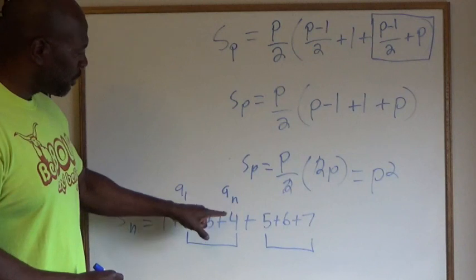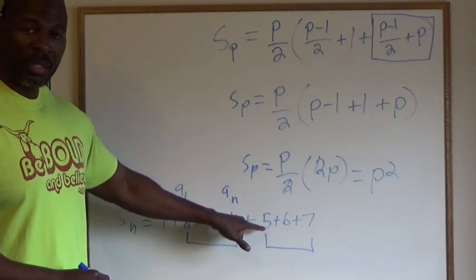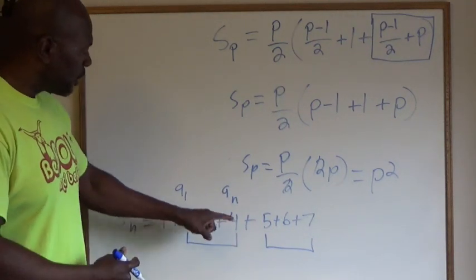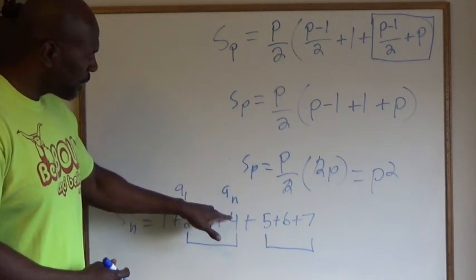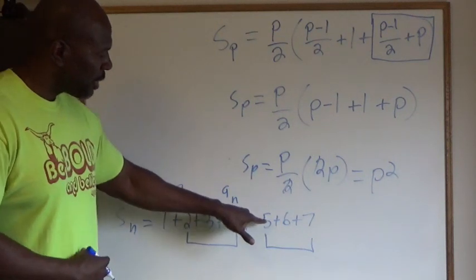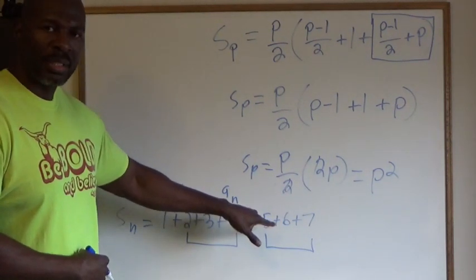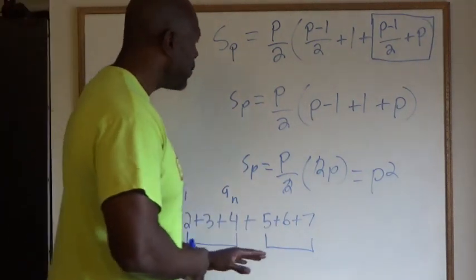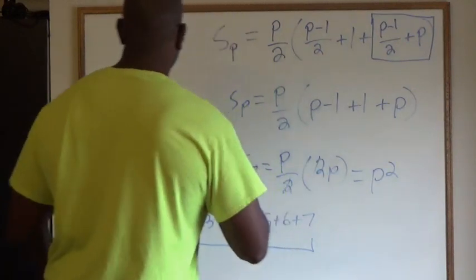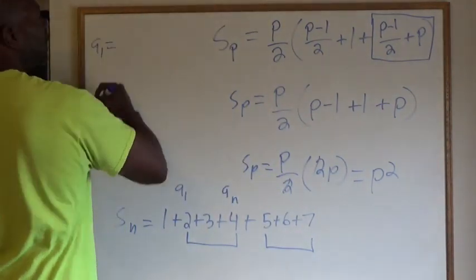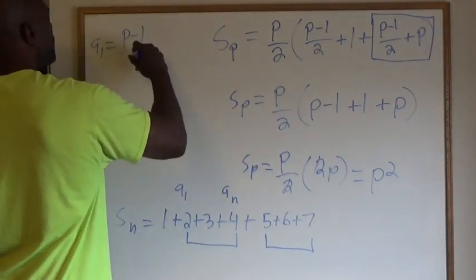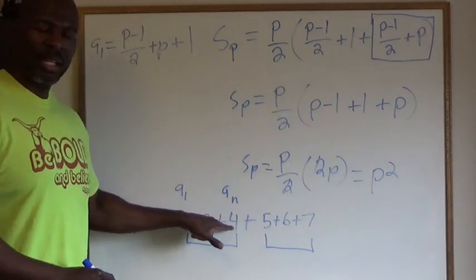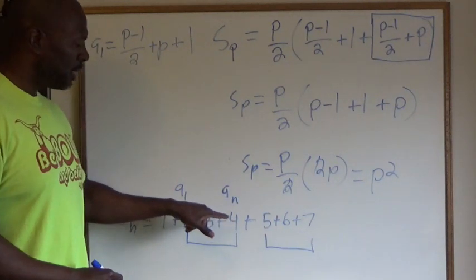So what's the relationship between an and the a1 of the second partition? It's just plus 1, right? So to go from the last number of the first partition to the first number of the second partition, you simply add 1. So for the second partition, a1 is going to be this plus 1. So I'm claiming that a1 is (p minus 1) over 2 plus p plus 1. It's just one more than the an of the previous partition.